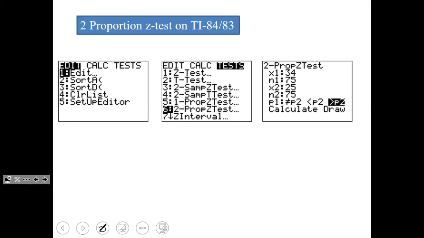And in this case, we want greater than p2, or p1 should have been greater than p2. That's what we were claiming. p1 was greater than p2. So here's my store brand, and here's my Purdue brand.